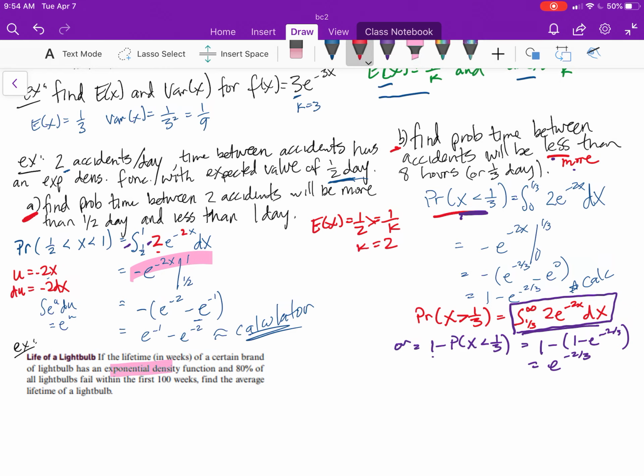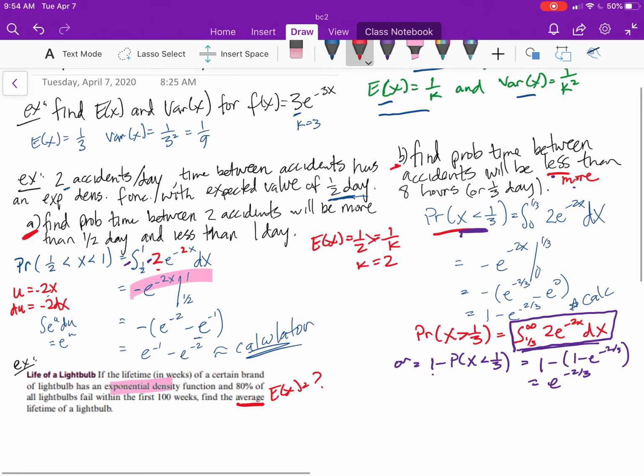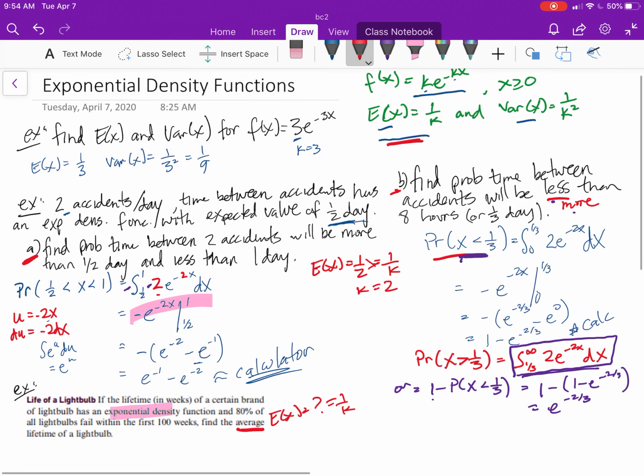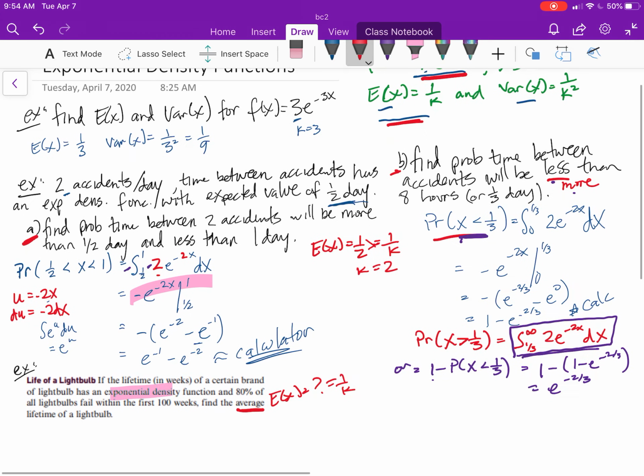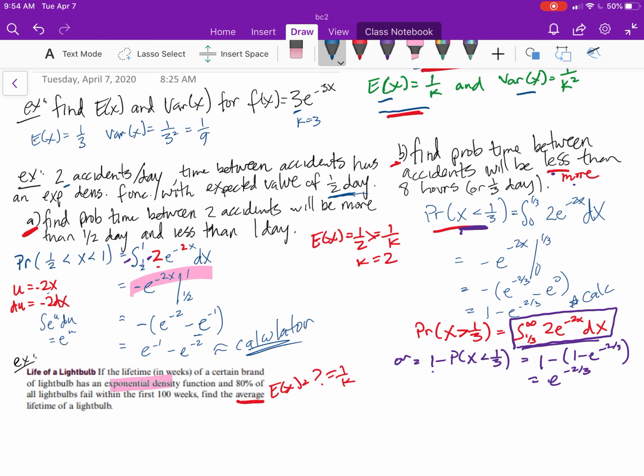So now the average lifetime, the expected value, right, that's what we don't know. So using that formula above, we don't know the 1 over k. Okay. So we don't know k, really, right? And also we have that it fits in that form, ke to the negative kx. So let's get this set up. This time we are given the probability x is less than 100, right, within the first 100 weeks.